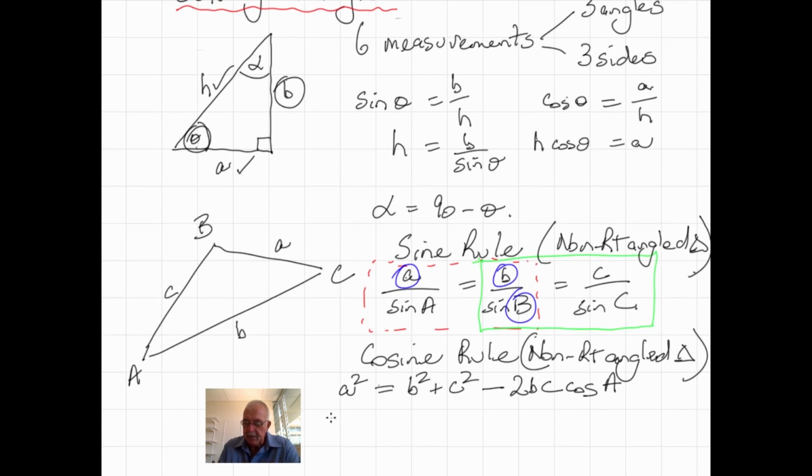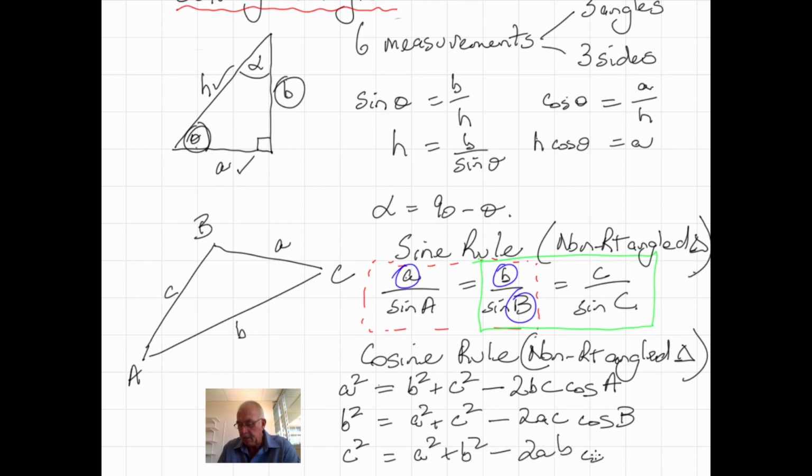Just extending that to the other scenarios, we've also got b squared equals, now you pick up the other two sides, so that'll be a squared plus c squared minus, using the same pattern, 2ac cos of the angle that's opposite side B, which is angle B. And the third one is c squared equals a squared plus b squared minus 2ab cos of the angle opposite side C, which is angle C. So that's the cosine rule, also for non-right angle triangles, and given side B, side C, and angle A, it allows you to work out the length of A.